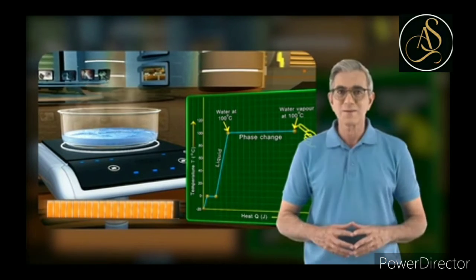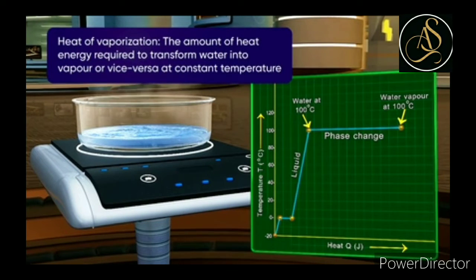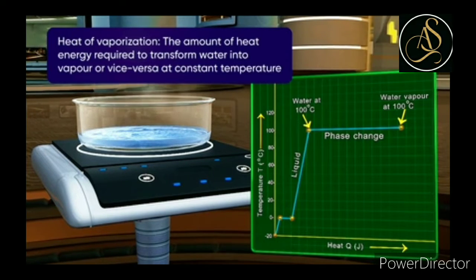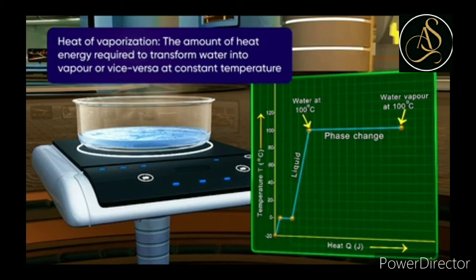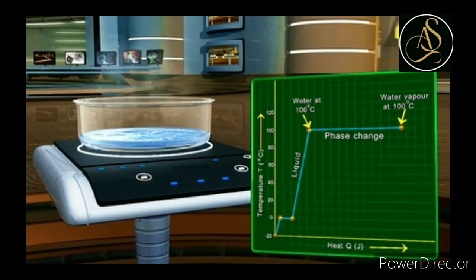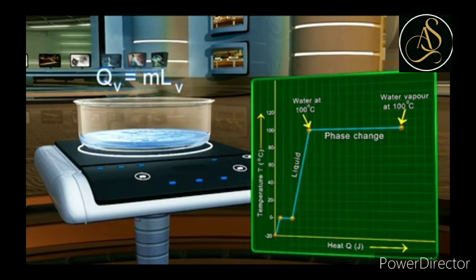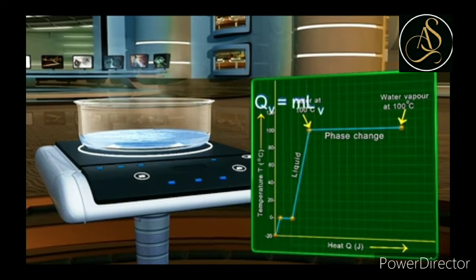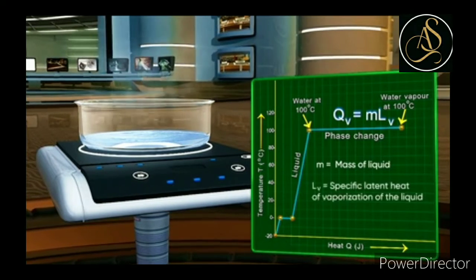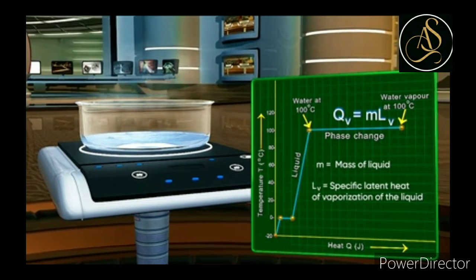The amount of heat energy required to transform water into vapor while the temperature remains constant is known as the heat of vaporization. For any given substance, it is represented by QV and is given by QV is equal to m times LV, where m is the mass of the liquid and LV is called the specific latent heat of vaporization of the liquid.